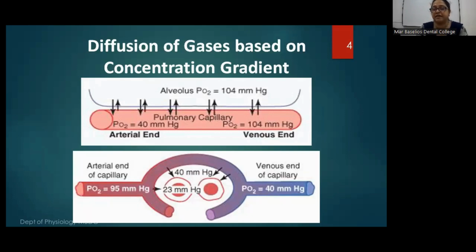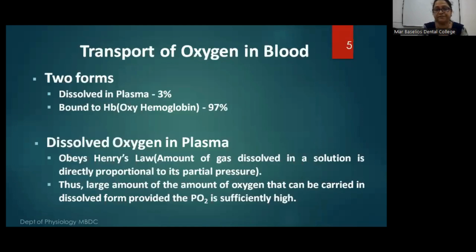This is circulated through the general circulation, and the blood will be reaching the tissues. They will be having the partial pressure of oxygen 95 millimeter of mercury, and the tissues will be having partial pressure of oxygen 40 millimeter of mercury. Again, due to the difference in concentration, the exchange of gas will take place, and the blood which is coming out of the venous end of the capillary will have partial pressure 40 millimeter of mercury.